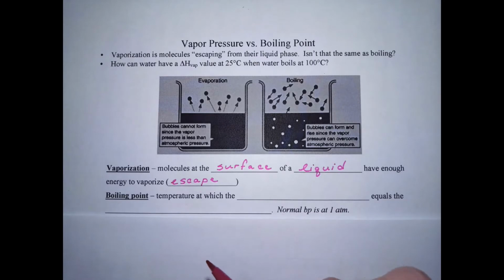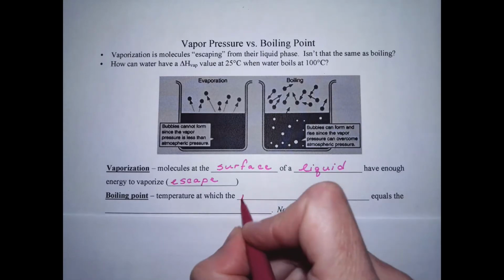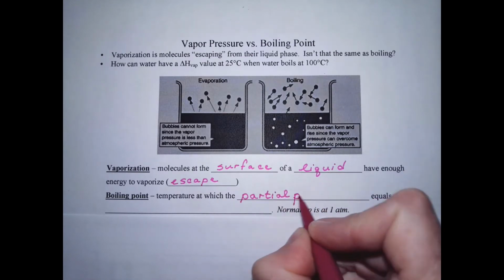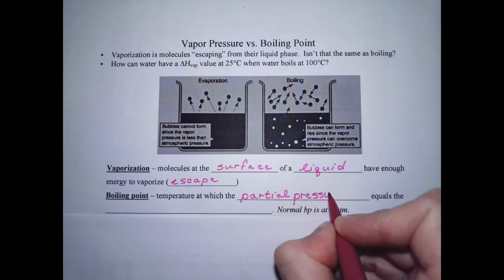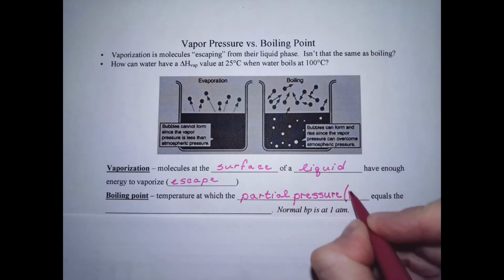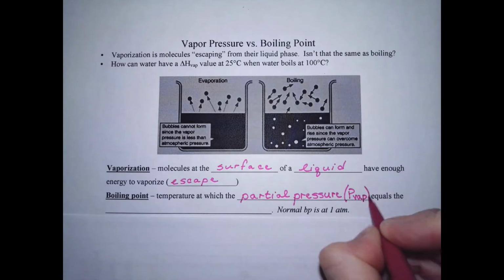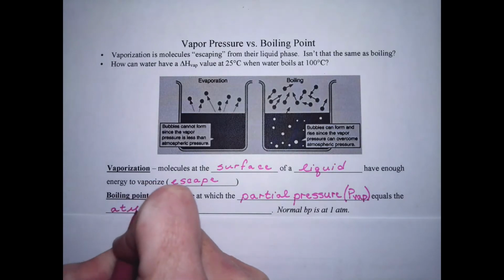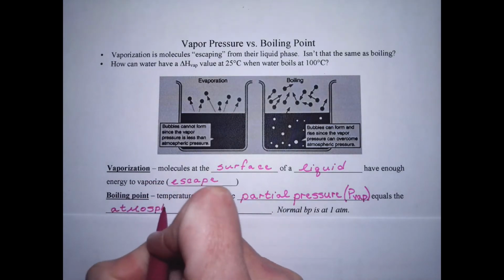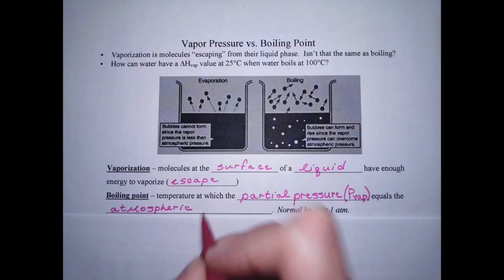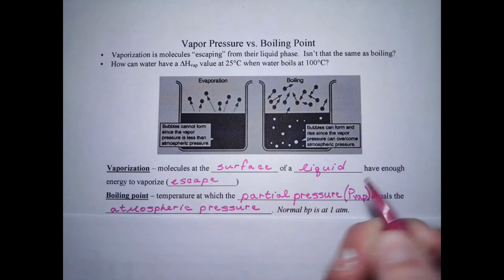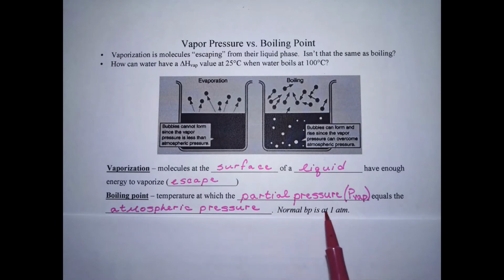Boiling is the temperature, so we can think of the system as having enough energy, at which the partial pressure, the vapor pressure associated with that liquid, equals the atmospheric pressure. So, in order for water to boil under normal conditions, the vapor pressure or partial pressure of the water would have to equal 1 atmosphere.